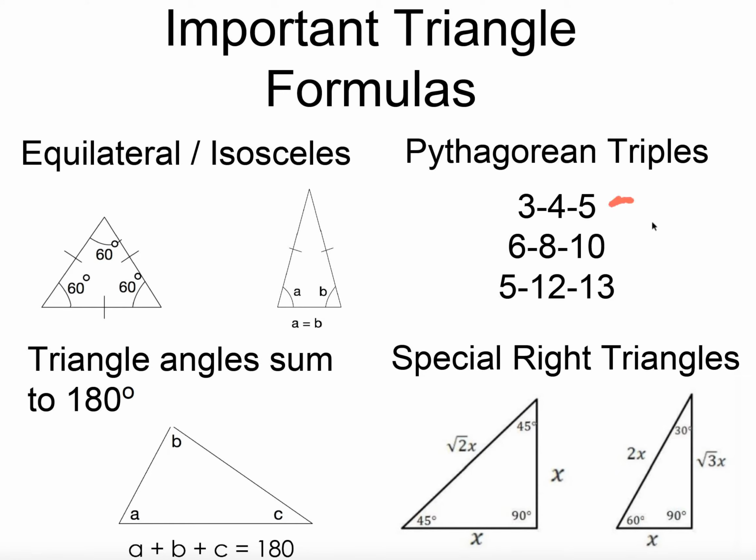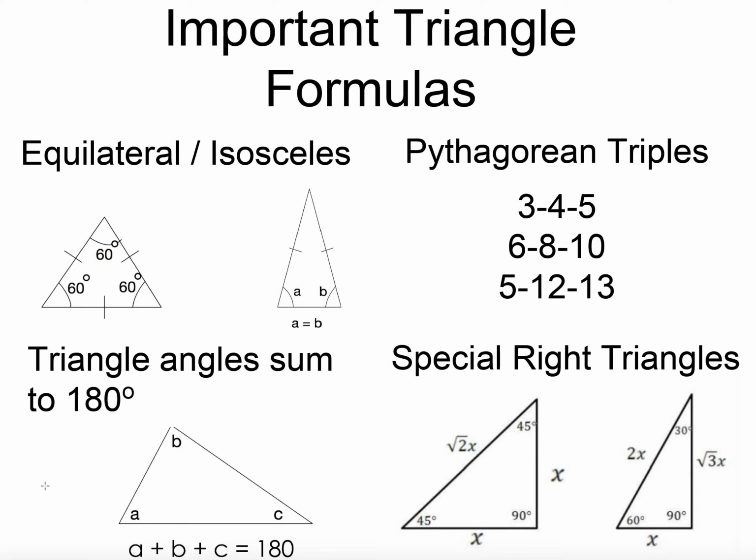Also, check out how 6, 8, 10 is just 3, 4, 5 multiplied by 2. This is a common one, but you don't really need to memorize it. If you see any version of these multiplied by any number, so long as it's the same factor multiplied by each of the terms of this Pythagorean triple system here, then that is also going to hold true.